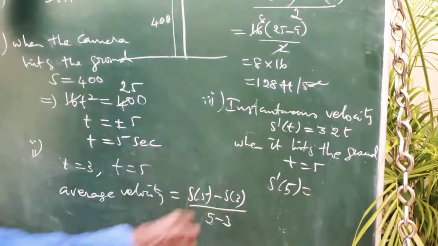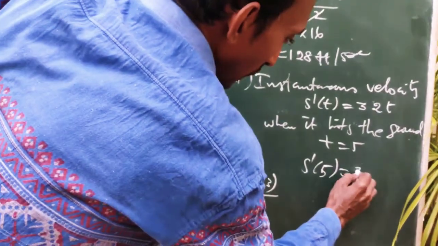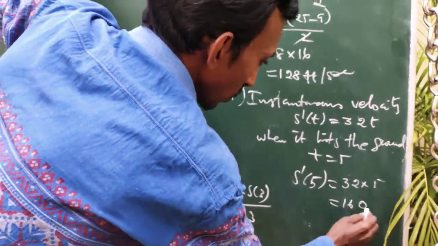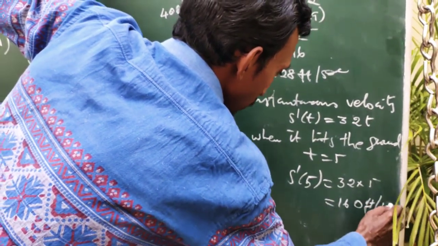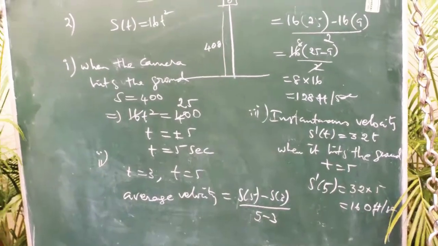Put t equal to 5. So 32 into 5, that is 160. So 160 feet per second. That is the answer for the third subdivision.